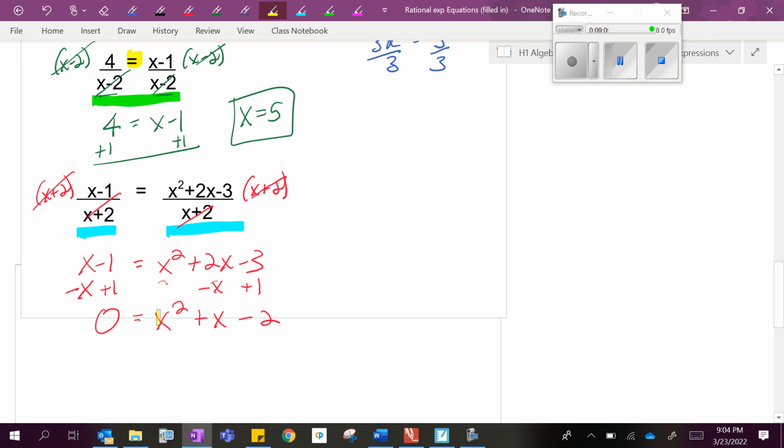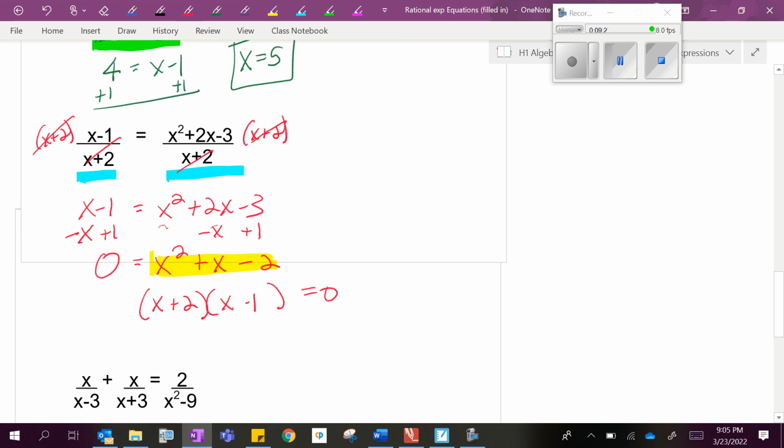It's a quadratic with 3 terms. A is 1, right over here. We know how to solve those by factoring. So it multiplies to negative 2, adds to positive 1, with the x plus 2 and x minus 1. So our answer is x equals negative 2 and 1. Okay.